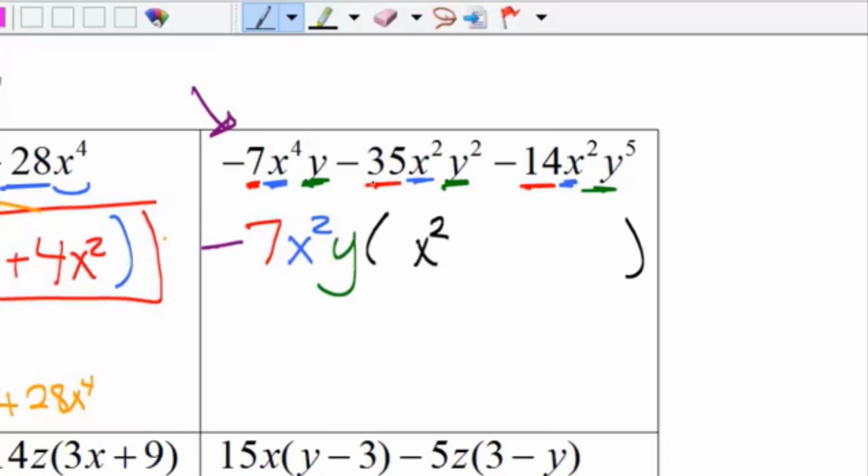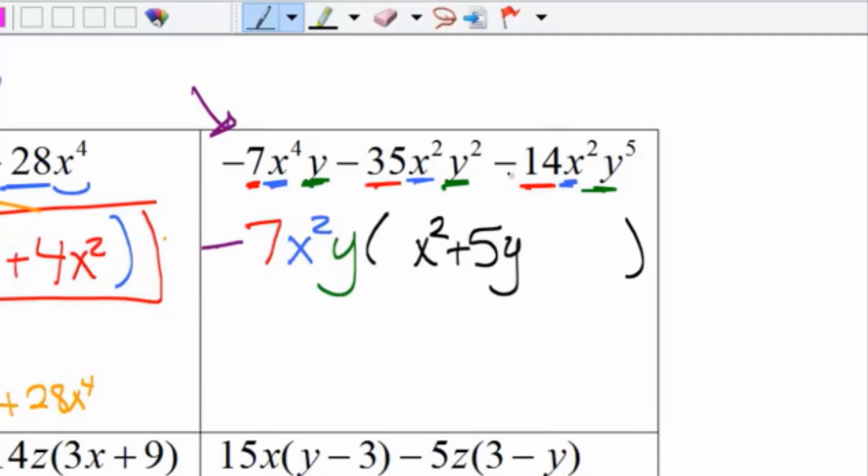Okay, next term. Negative 35 divided by negative 7. Negative divided by negative is a positive. 35 divided by 7 is 5. X squared divided by x squared is 1. I don't need to write it because I already have the 5 there. Y squared divided by y is just y.